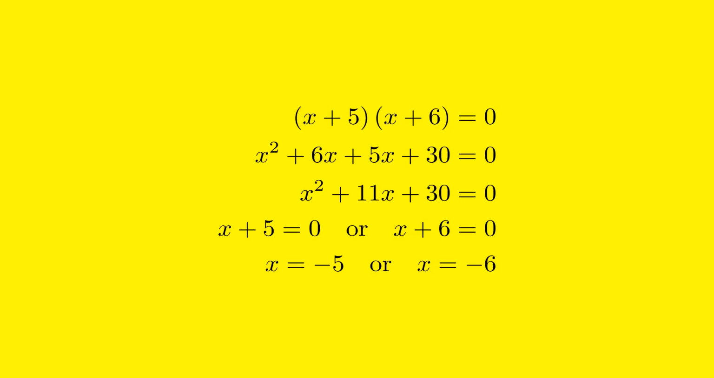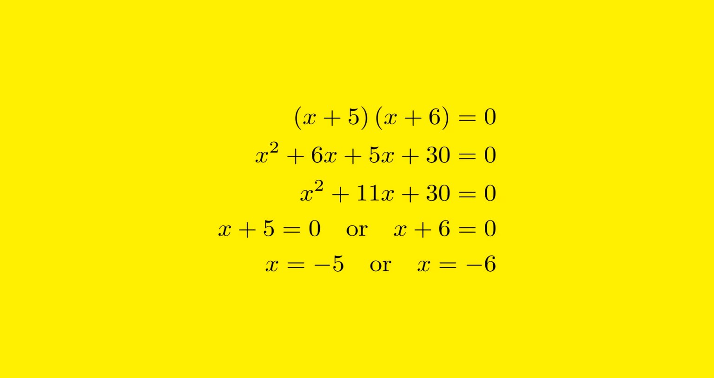In step 2, we have already rewritten the quadratic expression as x plus 5 times x plus 6. To verify that we factored correctly, let's expand the binomials. To do this, we will use the distributive property. Multiply x by x to get x squared, then x by 6 to get 6x. Next, multiply 5 by x to get 5x. And finally, 5 by 6 to get 30.